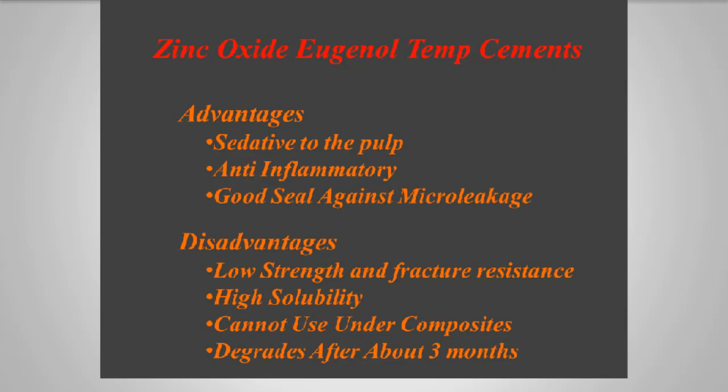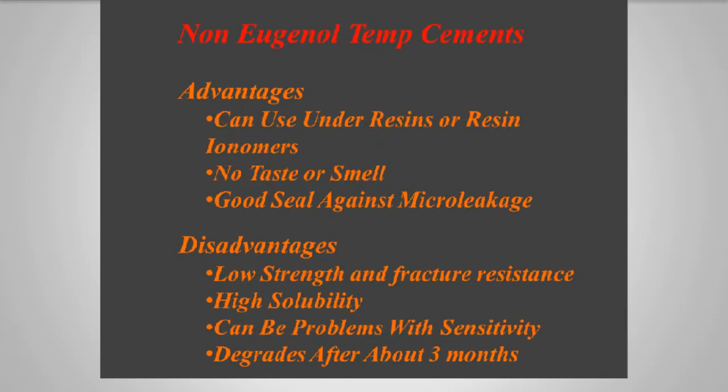So the non-eugenol temporary cements, if you look at that category, the advantage obviously, without the eugenol, is that the product can be used under resins or resin ionomers. There's no taste or smell like the typical dental office smell from eugenol, and there still is a good seal against microleakage. But you still deal with the disadvantages of low strength and fracture resistance, solubility, and problems with sensitivity, since the eugenol now has been removed and the cement does not stay where it's put, particularly in long cementation provisional type cases.